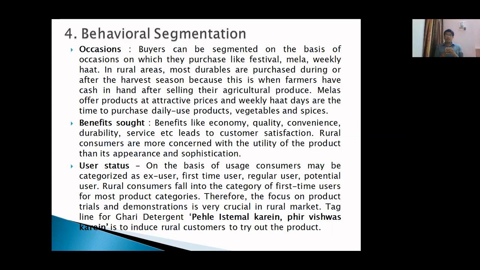In rural areas, most durable products are sold during or after the harvest season. Why? Because we have talked about earlier also, during or post harvest season, they have more cash in hand by selling the crop. The marketer must know when they have money and when they are ready to purchase.